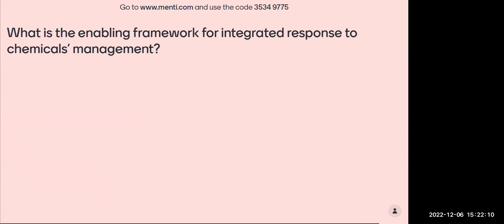So we have our last poll. There are still comments coming in the chat here as well. So what is the enabling framework? We talk about an enabling framework as SciChem is moving into the Beyond 2020 process for an integrated response and an integrated approach to chemicals management. So what do you think is an enabling framework? And you can again click on the Menti link to respond to this.